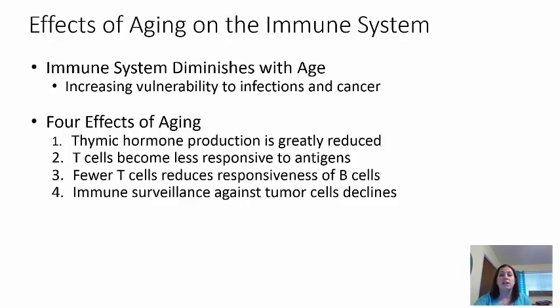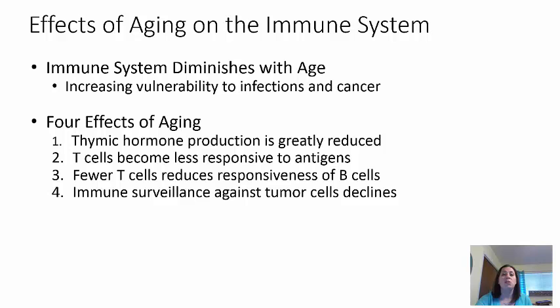There's 4 effects of aging that really do hinder the immune system. The first is the thymic hormones. Their production is reduced as you get older. T cells become less responsive to certain antigens. They just don't respond as well. Fewer T cells reduces the responsiveness of the B cells, because remember, they're connected. They should be talking to each other. So the less T cells you have, the less B cells you're going to have that are working.